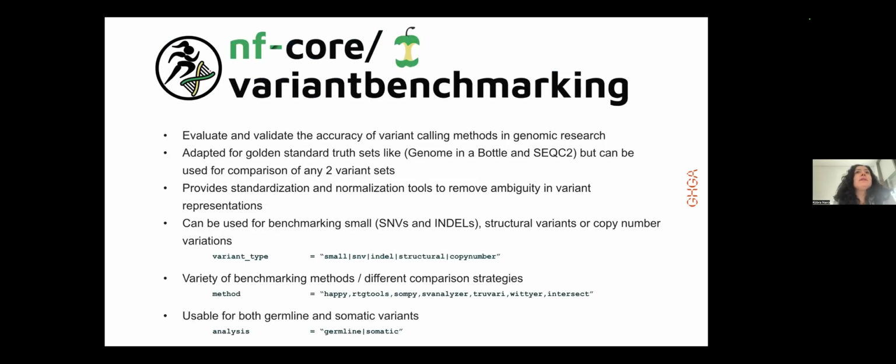And yeah, this is a summary of what the pipeline does. It is mainly a tool to evaluate and validate the accuracy of variant calling methods in genomic research. I mainly used Genome in a Bottle and HG002 samples as the truth golden set, but actually you can compare any two variant sets if you want to use this pipeline.